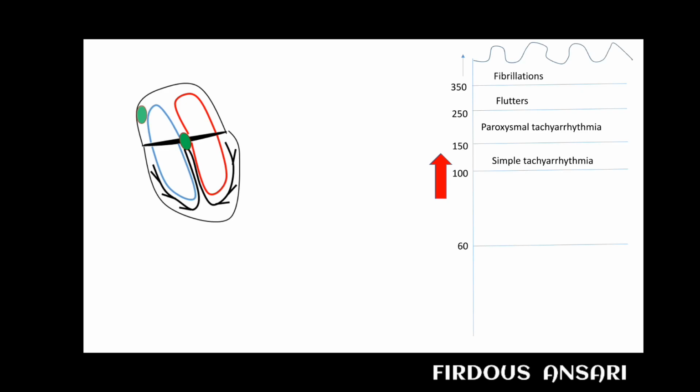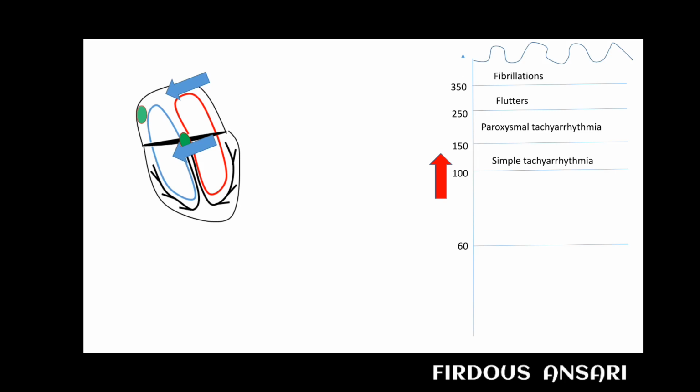Suppose this tachyarrhythmia is occurring only in the atrial part, so we call them atrial tachyarrhythmia. Like only in the atria the rate is 250 to 350 beats per minute, then we call them atrial flutters. If only in the atria the rate is more than 350 beats per minute, then we call them atrial fibrillation. Similarly, if increased rate is seen only in the ventricle, then we'll call them ventricular tachyarrhythmias. Similarly, only in the ventricles, if the rate is found to be more than 250 beats per minute, then we call them ventricular flutters. And if more than 350 beats per minute only in the ventricles, then we call this ventricular fibrillation.